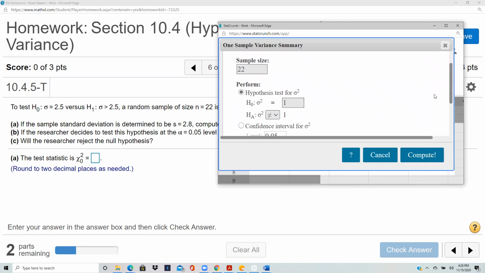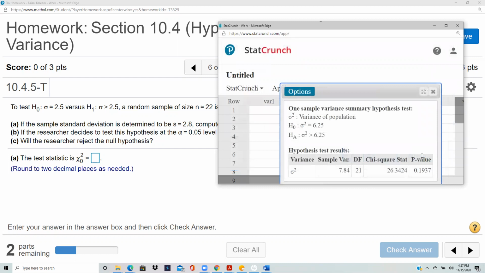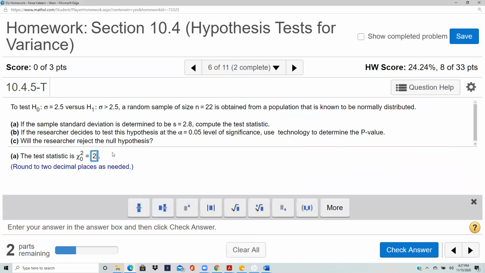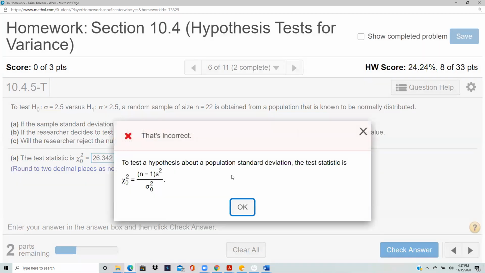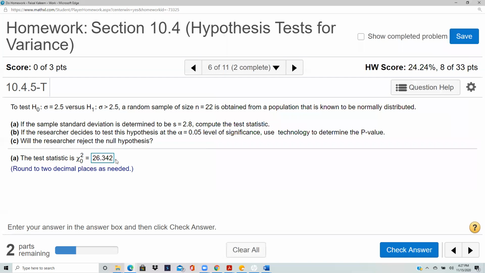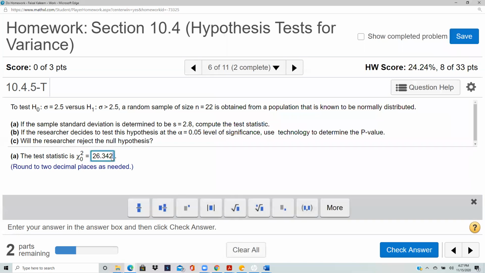And then the hypothesis test, sigma equals 2.5, and this needs the square of sigma. So 2.5 squared is 6.25. And then we have greater than. So the test statistic is 26.342, to 2 decimal places.